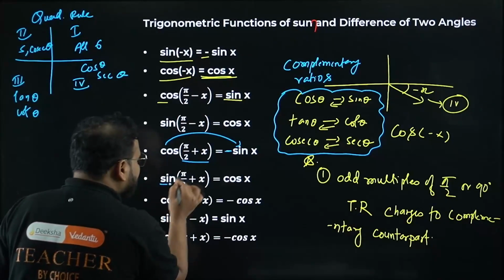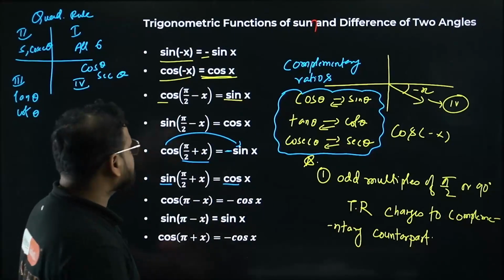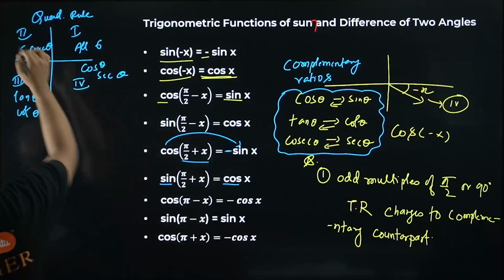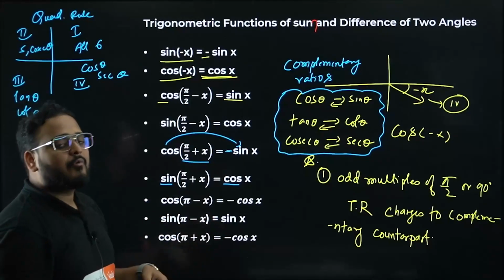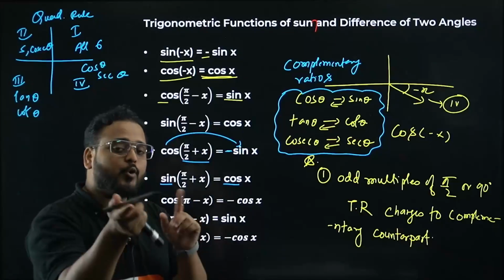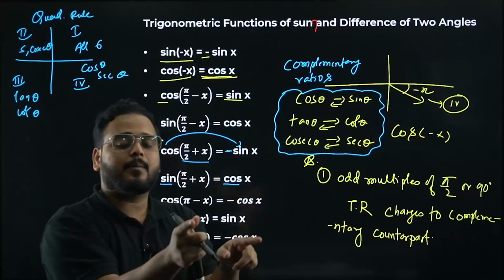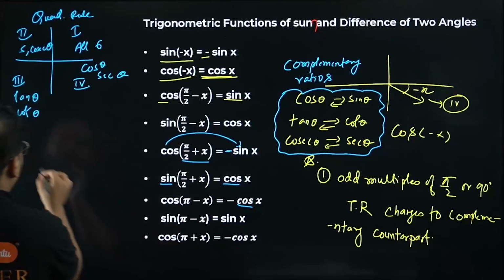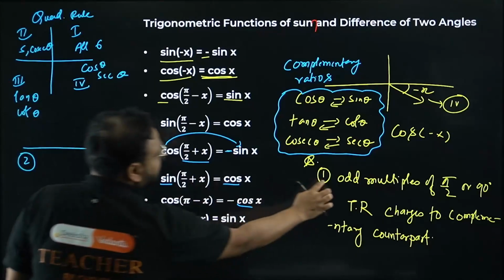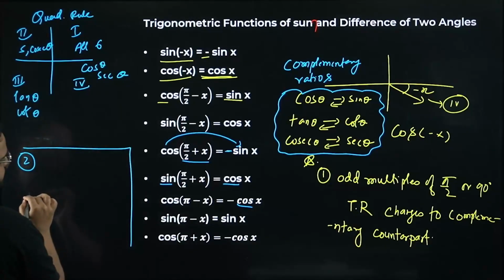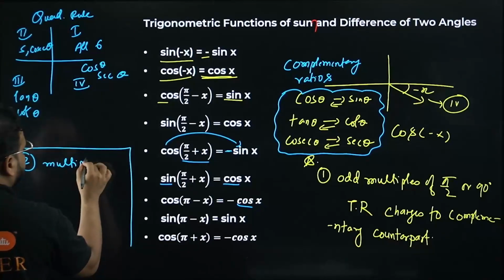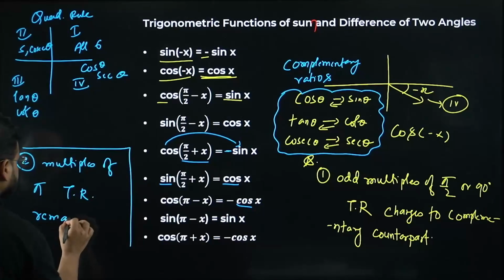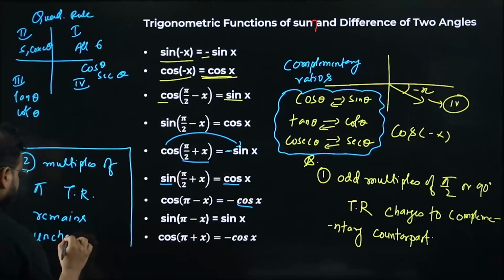Same goes over here. Sin of pi by 2 plus x. Sin changes to cos. It will be plus cos over here, not negative, because sin is a positive function in the second quadrant. Same here, cos of pi minus x. Think about it: pi by 2 plus x is second quadrant, 90 plus x is second quadrant, and 180 minus x is also second quadrant. So cos will become cos only. Again, the second rule over here: at multiples of pi, the trigonometric ratio remains unchanged.